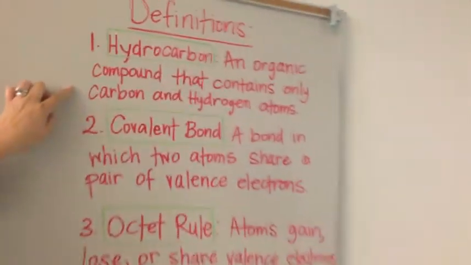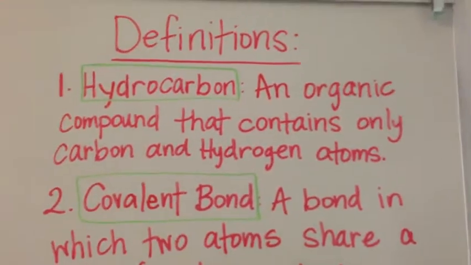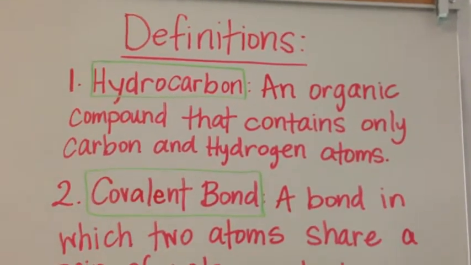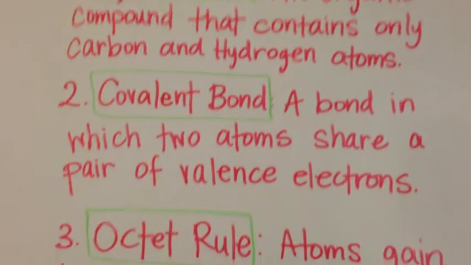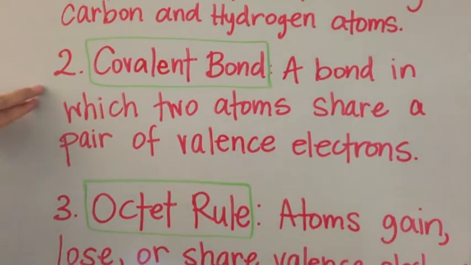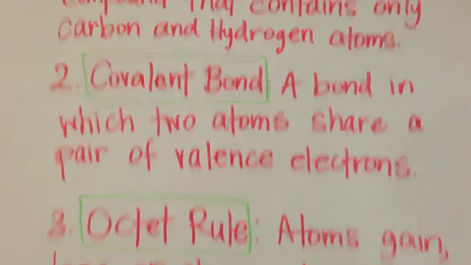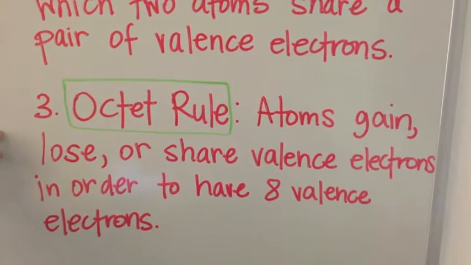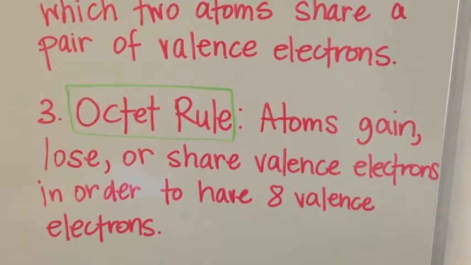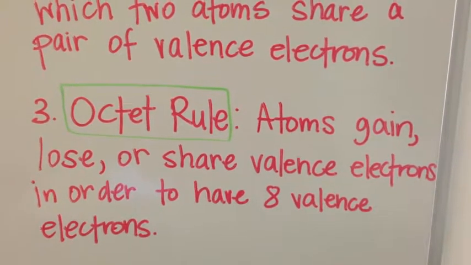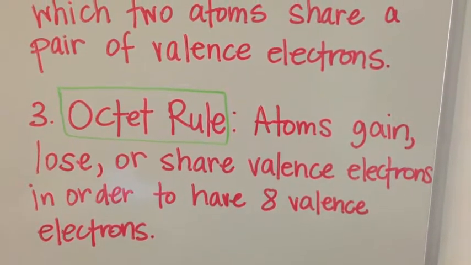First definition is hydrocarbon. An organic compound that contains only carbon and hydrogen atoms. Number 2, covalent bond, a bond in which two atoms share a pair of valence electrons. And 3, the octet rule. Atoms gain, lose, or share valence electrons in order to have 8 valence electrons.